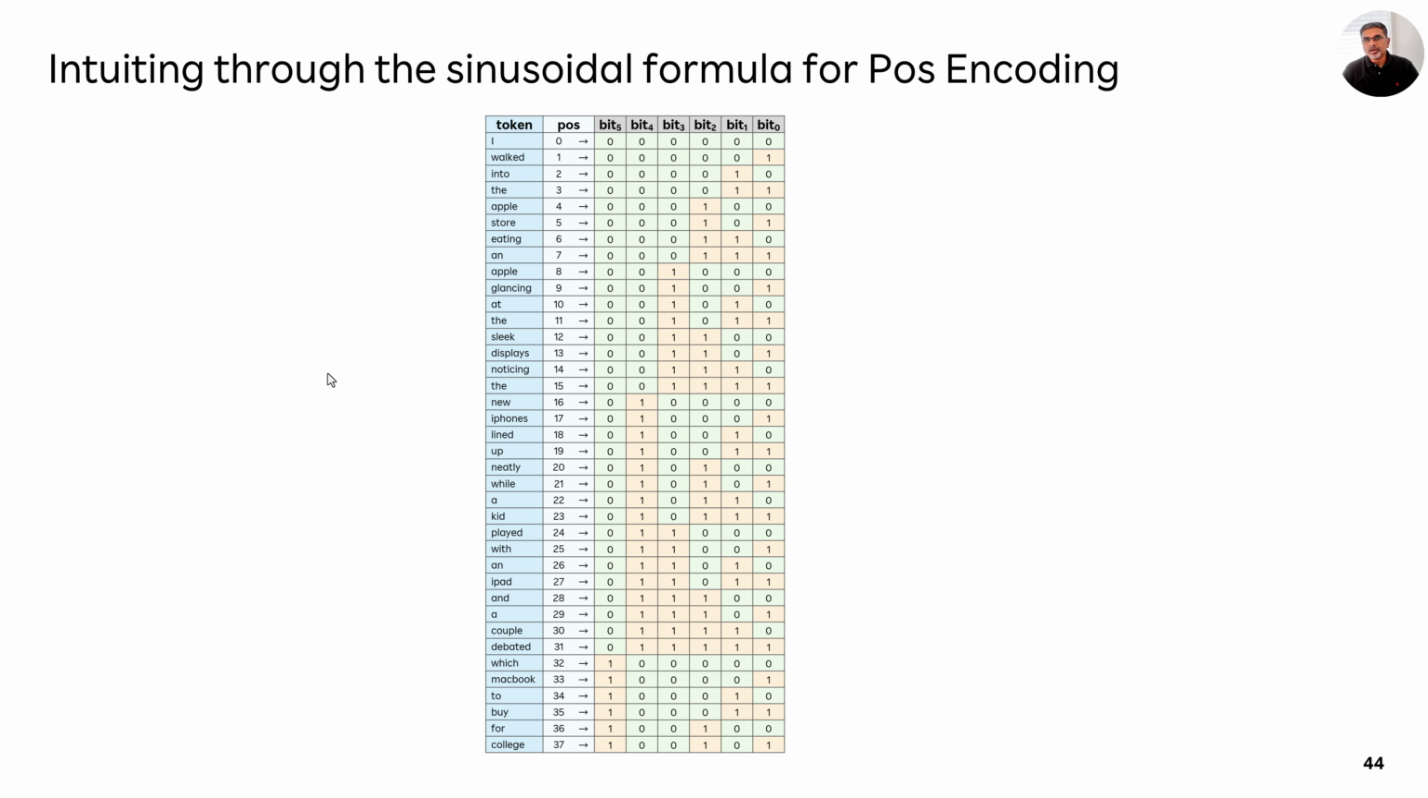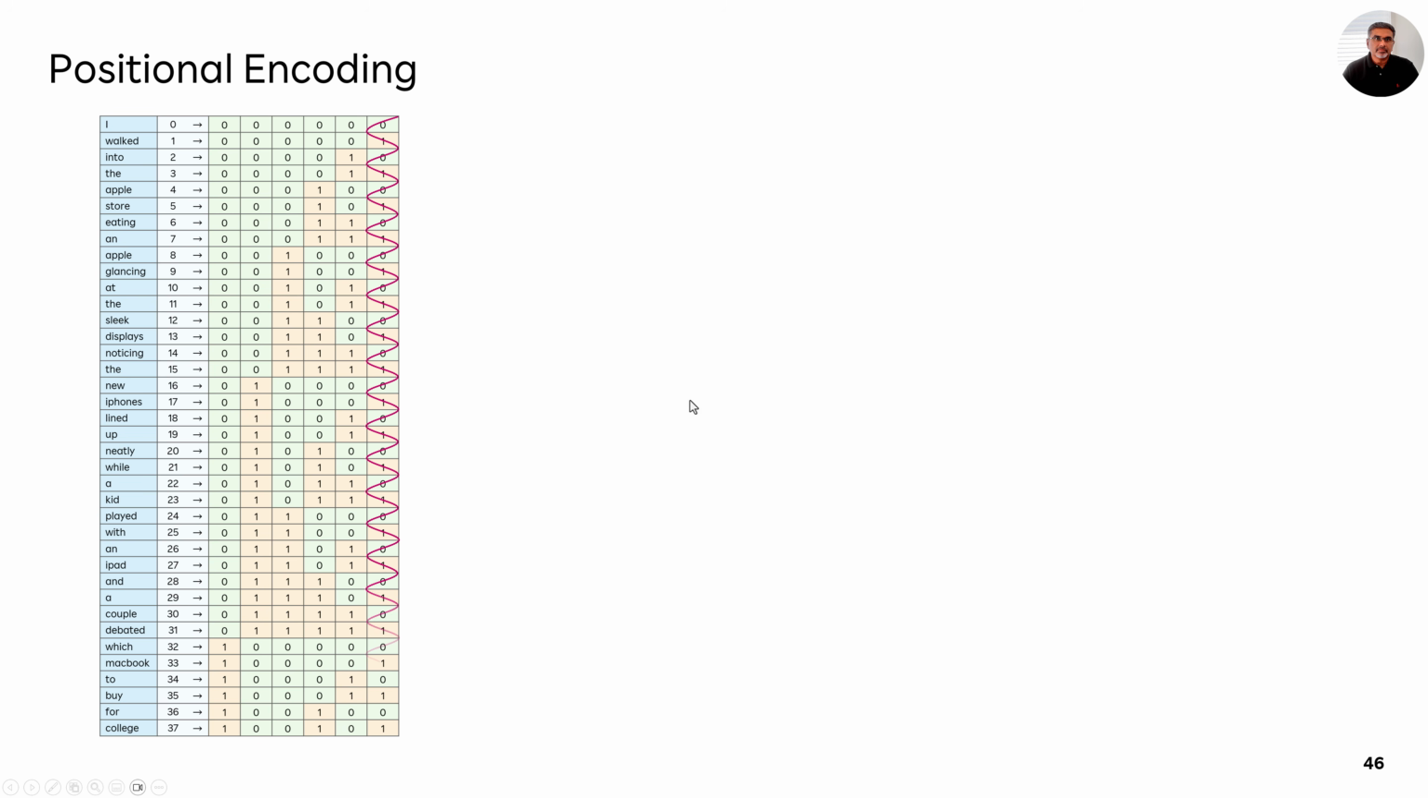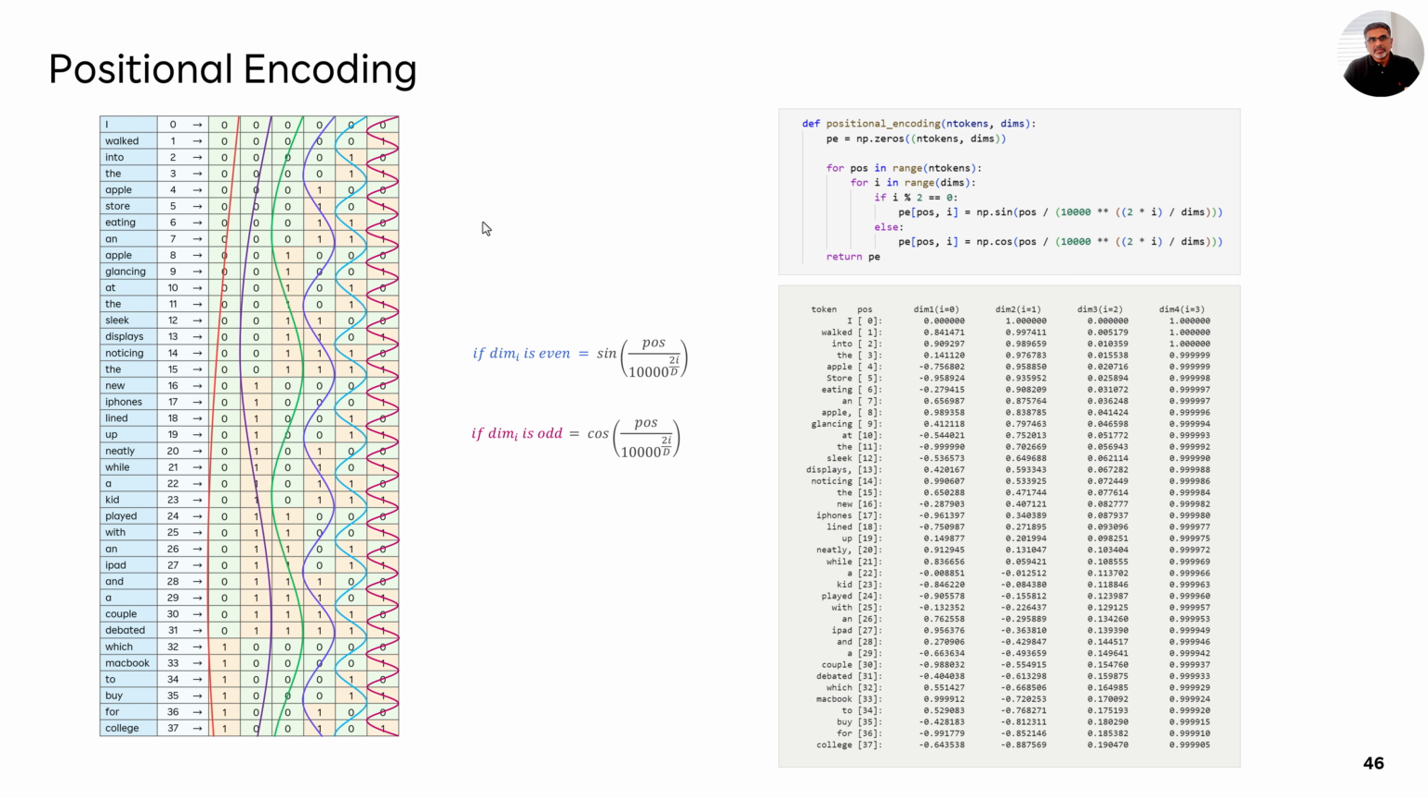Now we see that there's an alternating pattern here. The greens and the yellows are essentially alternating, and the frequency changes as you go from bit 0 all the way to bit 5. If I were to plot this, this is how it's going to look. You have the first one going this way, the second one going this way, the third one going this way, and so on. Essentially, the frequency changes as you change the index of the dimension. As you can see, this follows a sinusoidal pattern, correct? And that, I think, is the intuition behind how they came up with this formula.